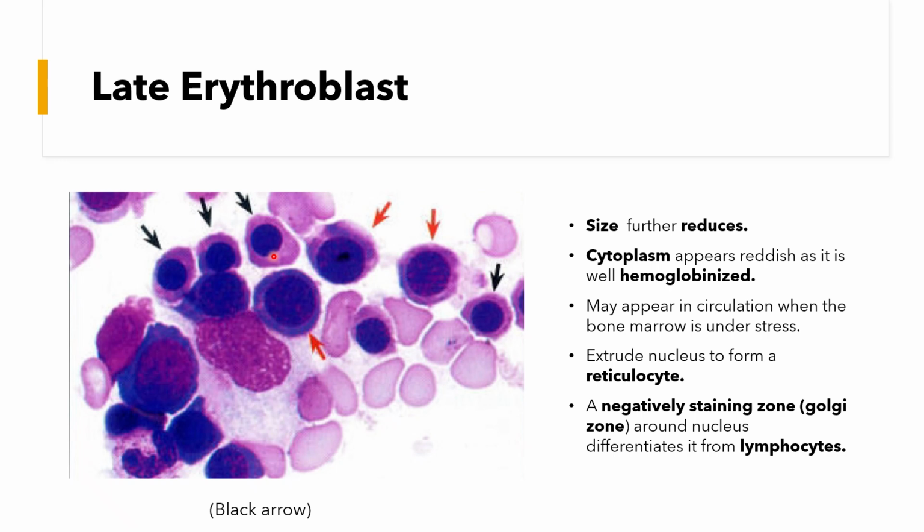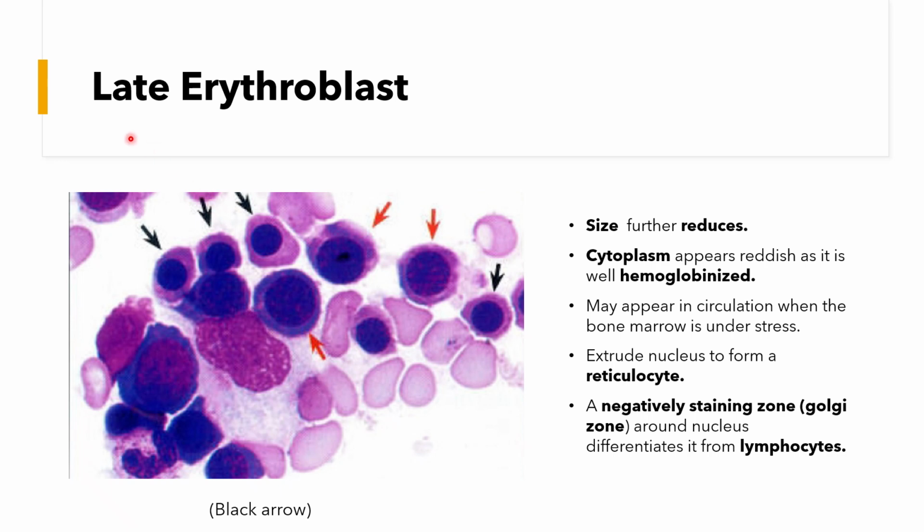When the body needs more RBCs, the bone marrow gets into a condition of stress. In this, the RBC production is increased. And under a condition of stress, these cells, the late erythroblasts, can at times be seen in the circulation.